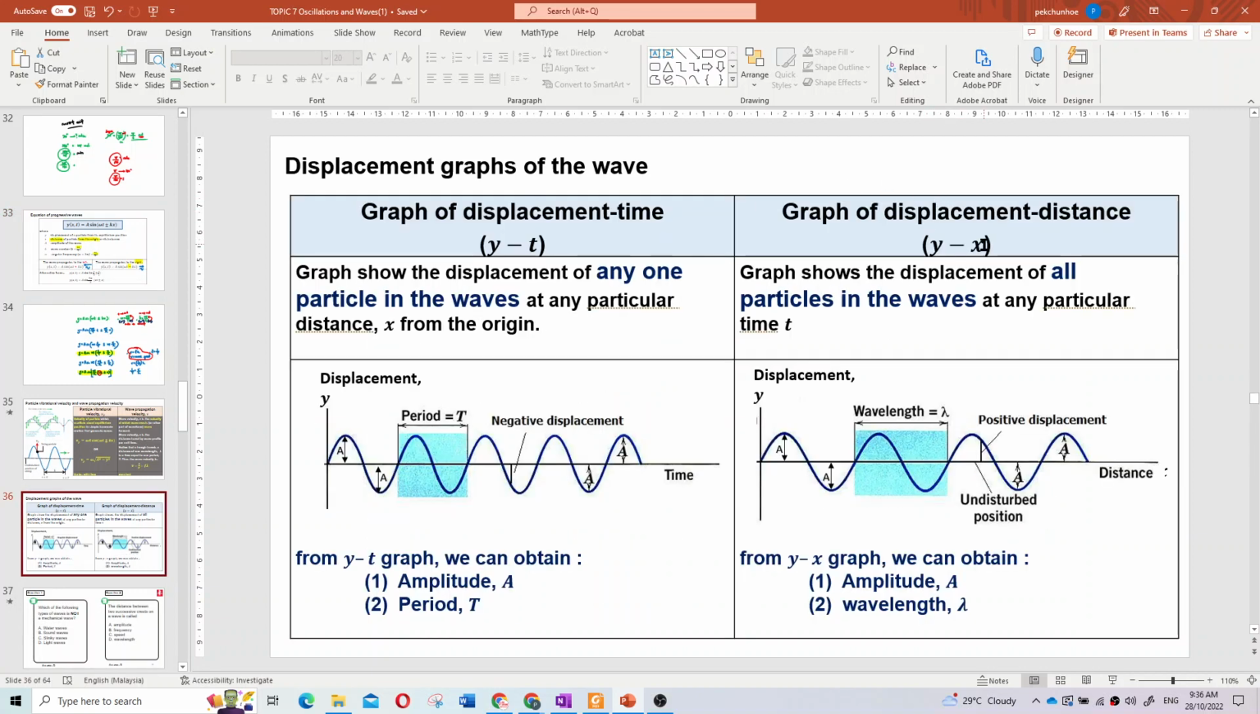Now, a y versus x graph at any particular time shows the displacement of all particles in a wave. You can see the whole wave. Whereas a y versus time graph sees only one particle: the oscillation of one particle over time. This one, the y versus x graph, shows the whole wave at a certain time. This one shows the oscillation of one particle at a certain distance. You can see all particles here.